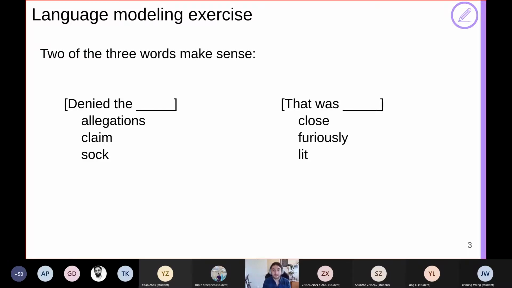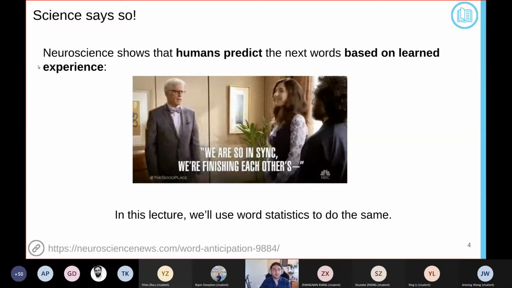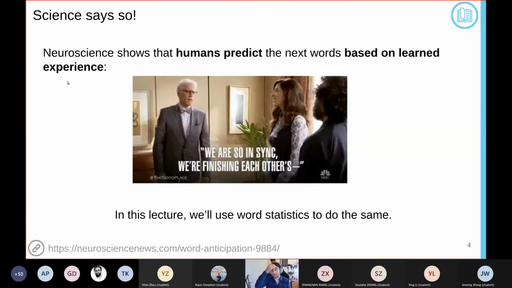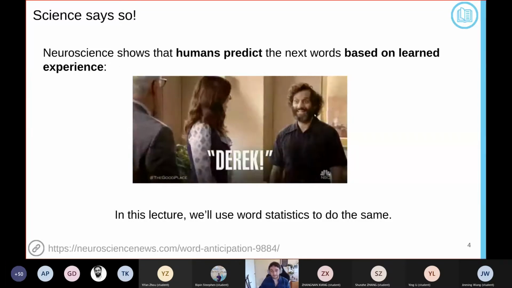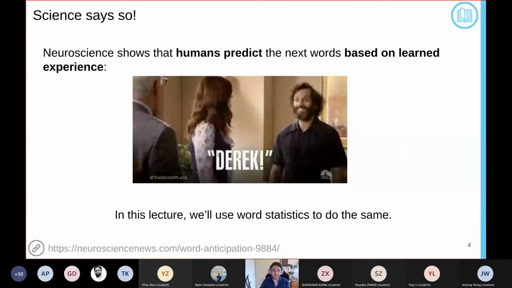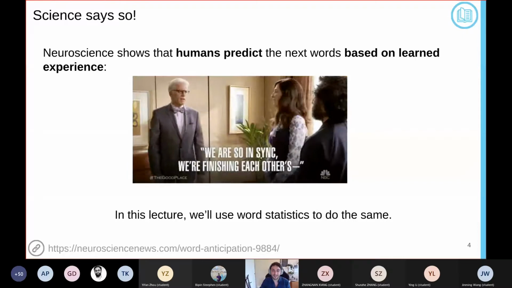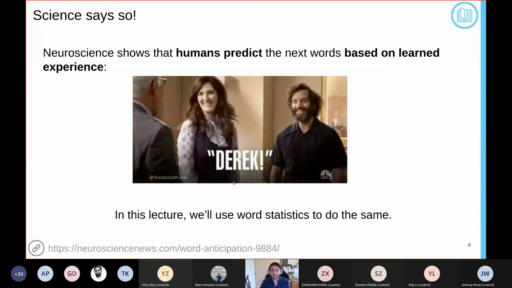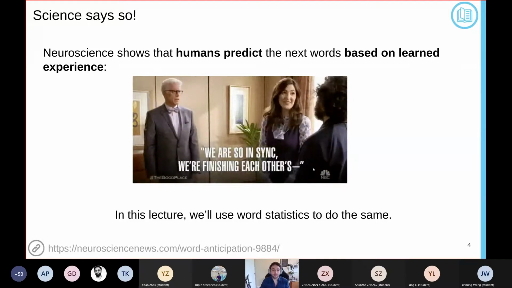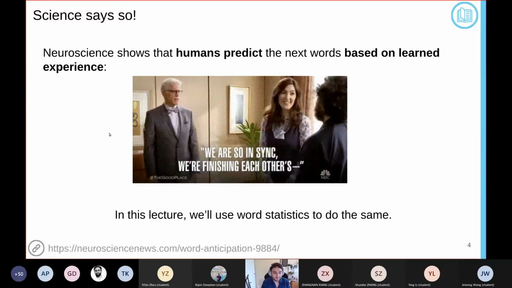Right. So as a little joke here. As I was saying before, humans predict the next word based on learned experience. So we are very, very good at this. Most of us, some people, we are in sync. We are finishing each other's sentences. That's something that can happen with language modeling. If you have really bad language modeling, you don't get the right word that you would expect there. It's just a small joke to set up the mood.